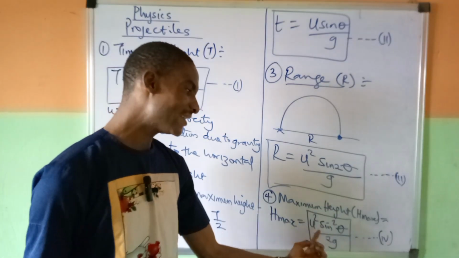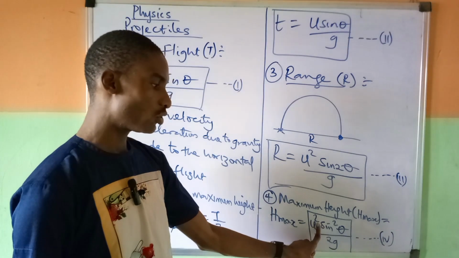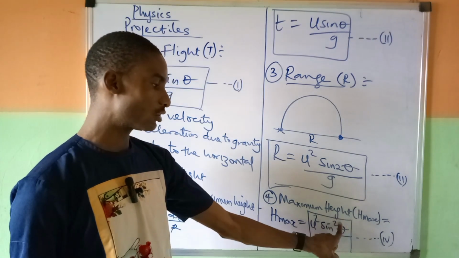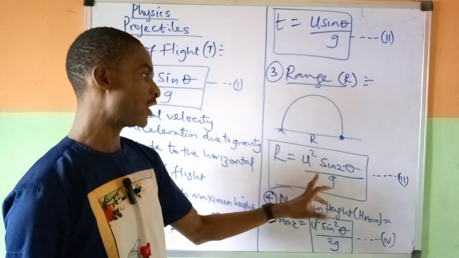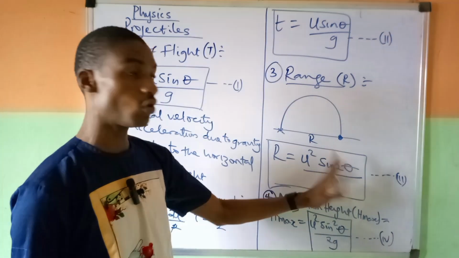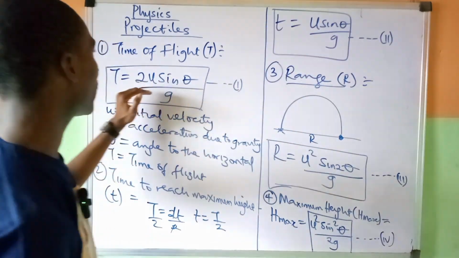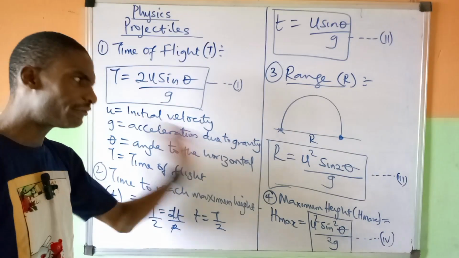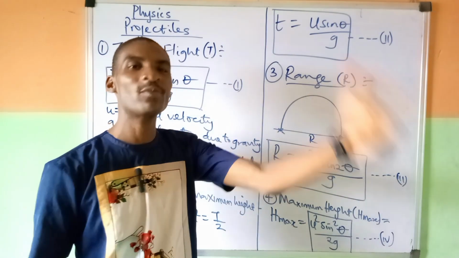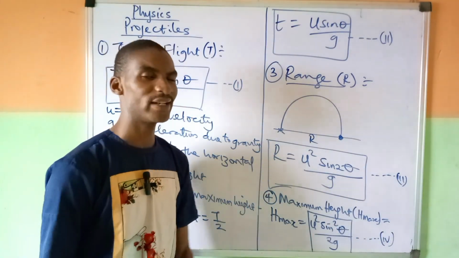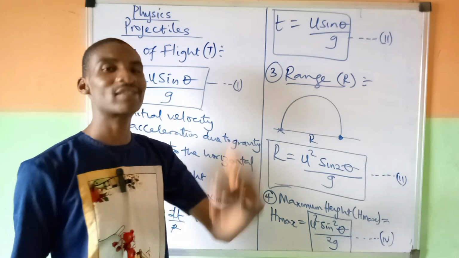Maximum height, how many times can you find 2 in this equation? Let's count: 1, 2, 3. I can find 2 three times here. If I go to range, how many times can I find 2? 1, 2, only twice. If I come here, can I find 2 here? None. If I come here, can I find 2 here? 1. So the first thing you want to notice is that the maximum height has the maximum number of 2's. That is, 2 is occurring 3 times at the maximum height.